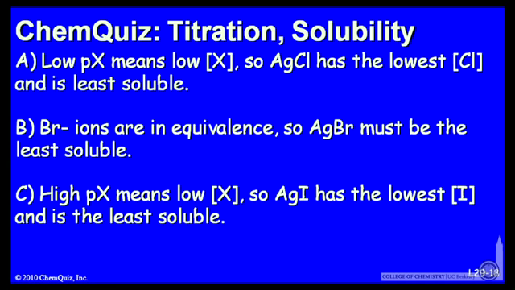Let's look at a possible explanation for each answer. A, a low pX means a low X concentration. So AgCl has the lowest Cl concentration and is the least soluble. B, bromide ions are in equivalence. So AgBr must be the least soluble. C, high pX means low X concentration. So AgI has the lowest I concentration and is the least soluble salt. Think about those three possible explanations and make a selection.